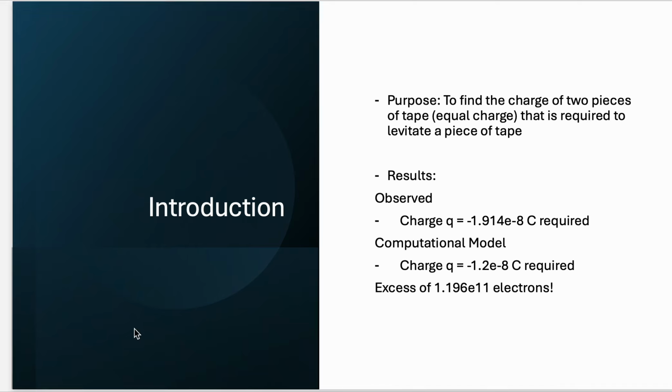So the purpose of this lab was to find the charge of two pieces of tape of equal charge that is required to levitate one of the pieces of tape. In the results, we found that the observed charge was negative 1.914 times 10^-8 coulombs, while the computational model gave a charge of negative 1.2 times 10^-8 coulombs. And this is basically an excess of 1.196 times 10^11 electrons.